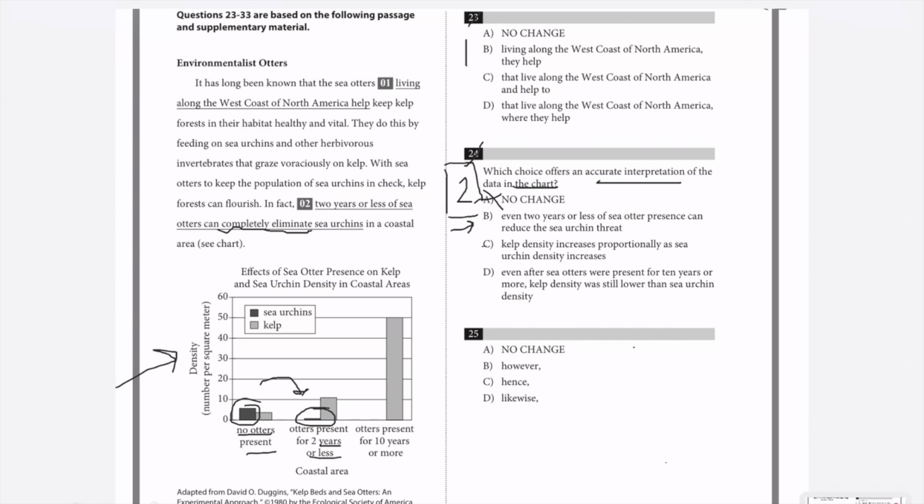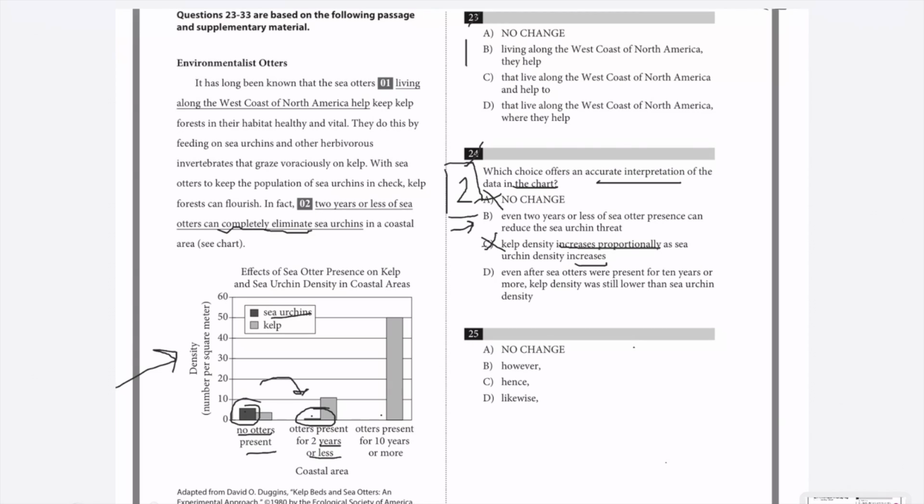For answer choice C, we see kelp density increases proportionally, that's the key phrasing here, as sea urchin density increases. So first of all, it says that kelp density increases proportionally. We do see that it is along an increasing trend, but the main thing here is that as sea urchin density also increases, and we see that the sea urchin density is actually decreasing with more presence of otters, which means that C is incorrect.